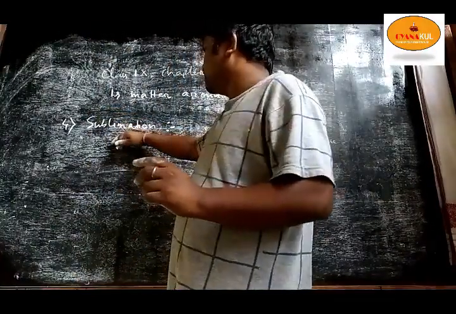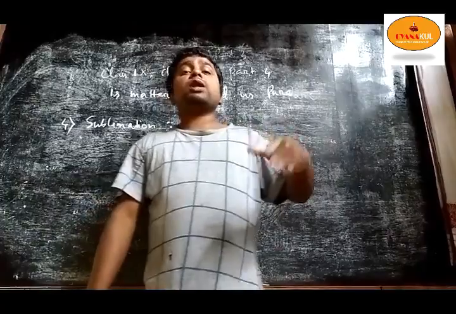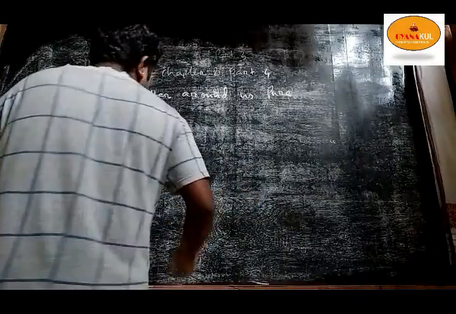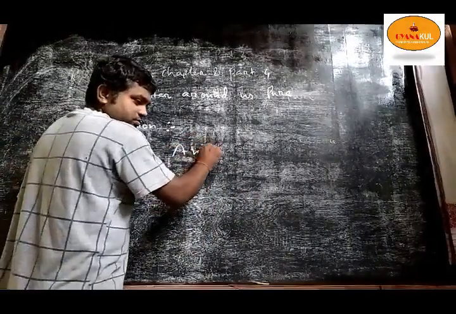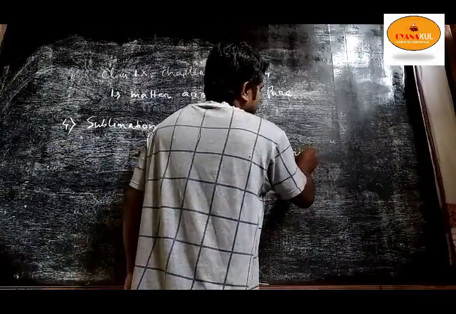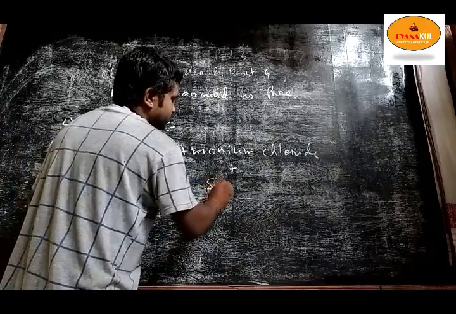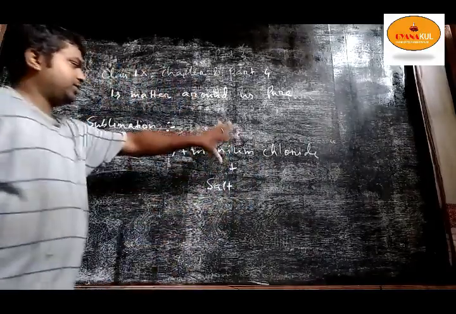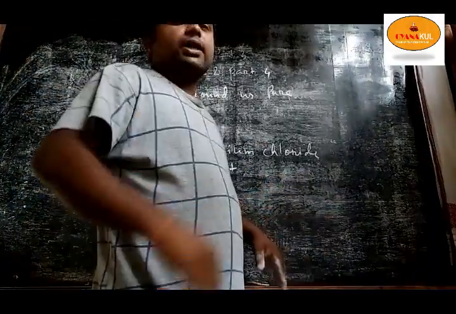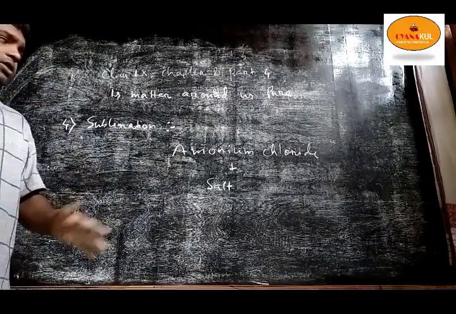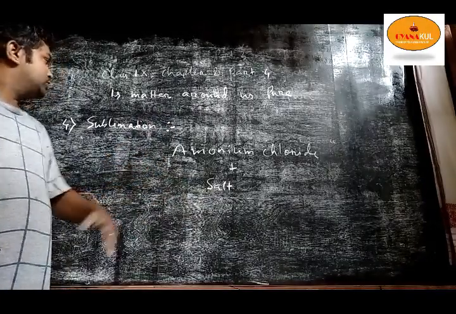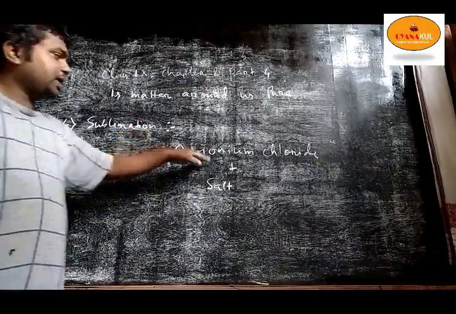So by using this sublimation process, we can separate volatile substances from non-volatile substances. For example, an ammonium chloride and salt mixture. These two, ammonium chloride and salt, look similar. Now how can you separate them? By using the filtration process we cannot. By the evaporation process also we cannot. So by using the sublimation process we can separate ammonium chloride and salt.